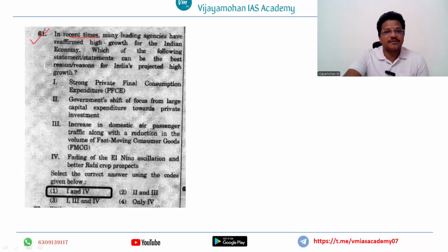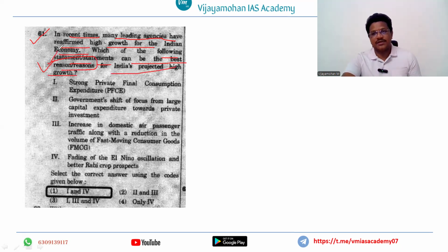question. In recent times, many leading agencies have reaffirmed high growth for the Indian economy. Which of the following statements can be the best reason or reasons for India's projected high growth? So recent agencies predicted that India will be on the high growth path. He is asking what could be the reasons for that.